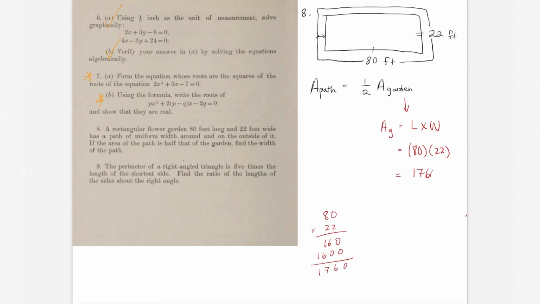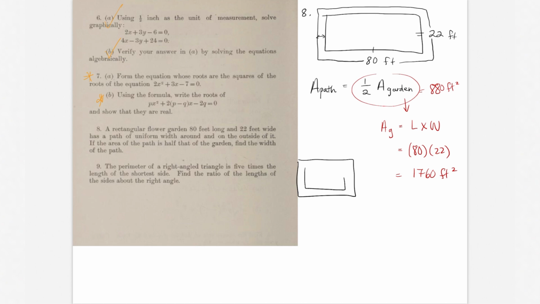Since I knew that the area of the path had to be half the area of the garden, the first thing I did was find the area of the garden and then divide it by 2. So the area of the garden was 1,760 feet squared, which meant that the area of the path was going to be 880 feet squared. Now, the next thing I did was I looked at my diagram and I realized that the total width of the garden plus the path would be 22 plus 2x, and the total length would be 80 plus 2x.